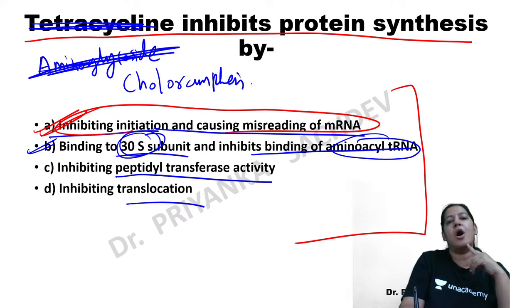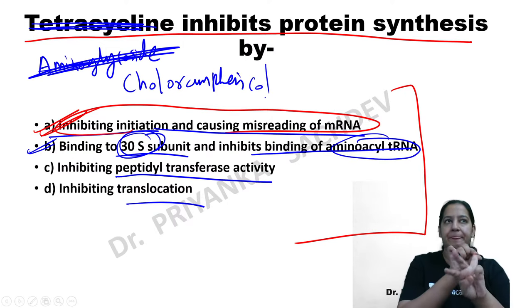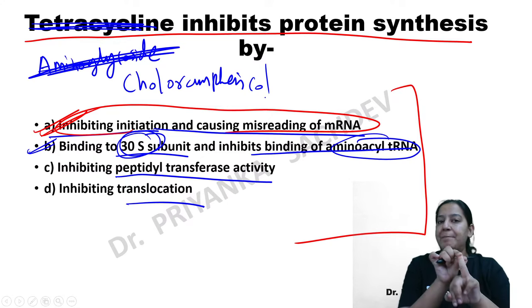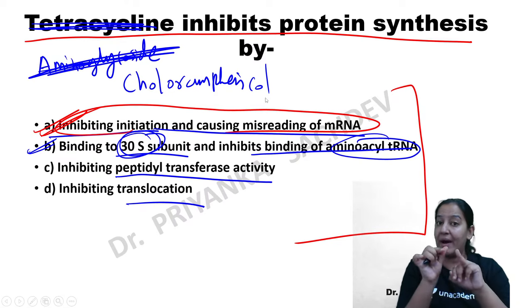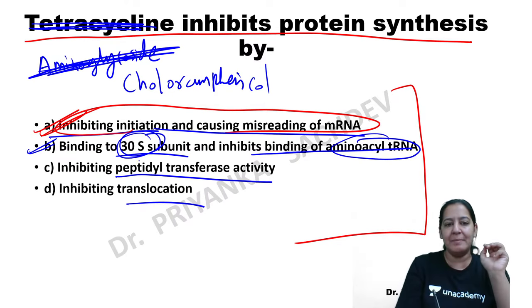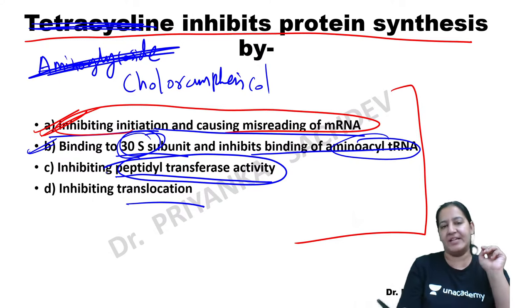Chloramphenicol. What is your answer now? The same four options. Chloramphenicol inhibits step 3. Step 3 is peptide bond formation. For peptide bond formation, you require an enzyme. The name of the enzyme is peptide transferase enzyme.